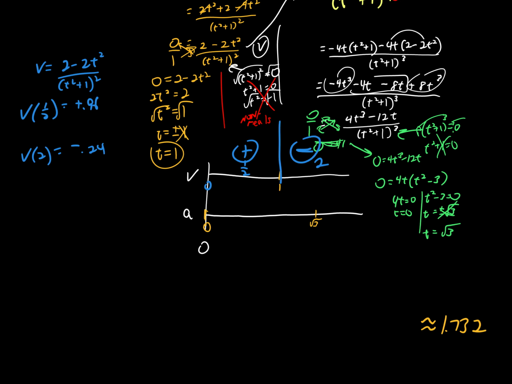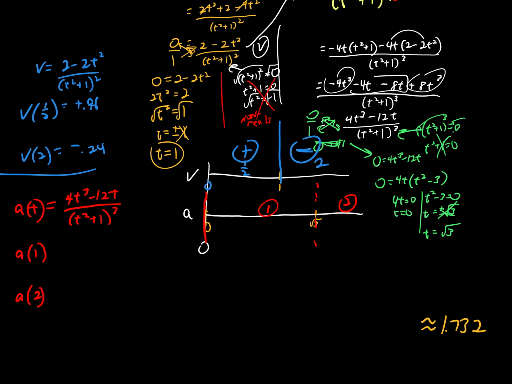Now for the acceleration, I'll do in red. Here's the acceleration function. I'll copy it down again. It was 4t cubed minus 12t all over this. We're going to do the same thing. We need some test points. So let's go over here. We had 0, which is at that endpoint, and we have radical 3 over here. So why don't we do 1, because that's less than 1.7, and we could do 2, that's right, bigger than 1.7. So we want to know a of 1 as our test point and a of 2 as a test point.